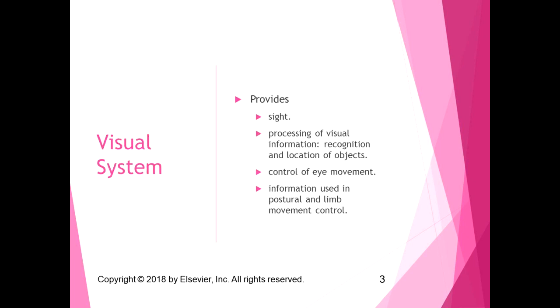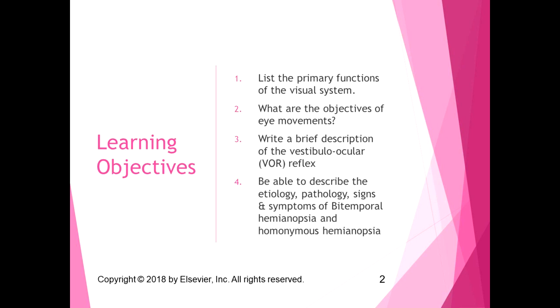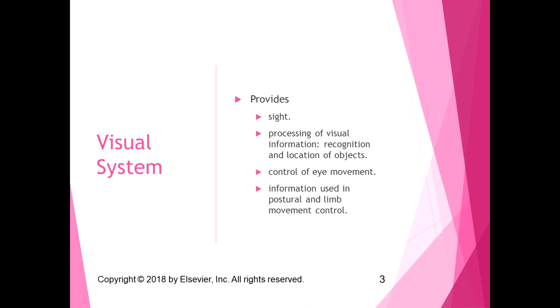Visual system. These are the primary functions of the visual system. It provides sight. Number one. You probably could have guessed that one. It provides processing of visual information, in other words, recognition and location of objects, control of eye movement, and it provides information used in postural and limb movement control.